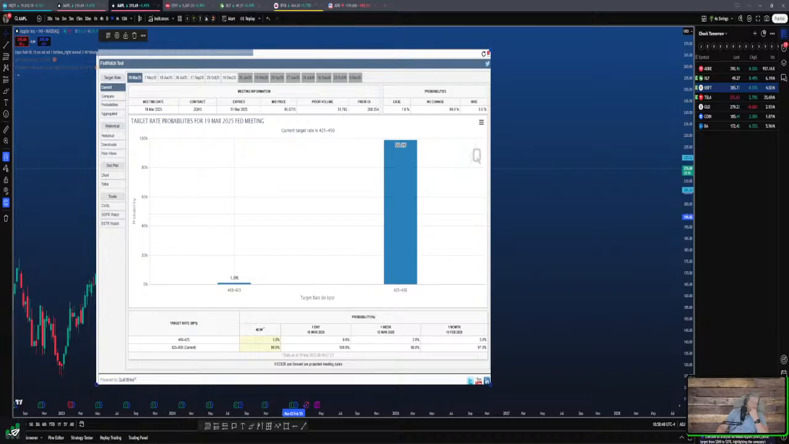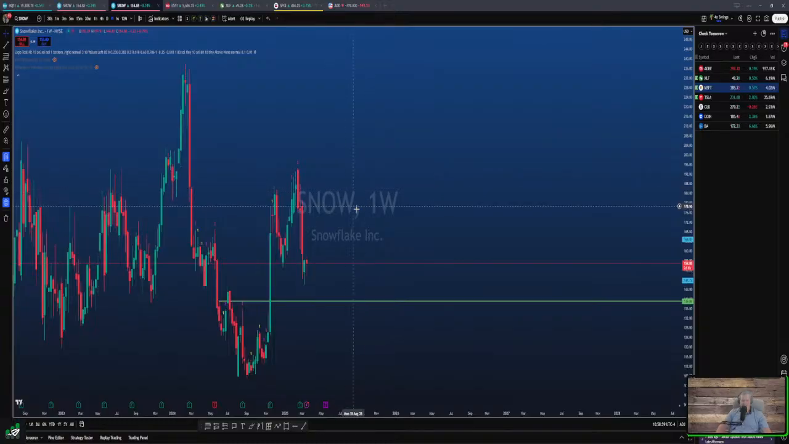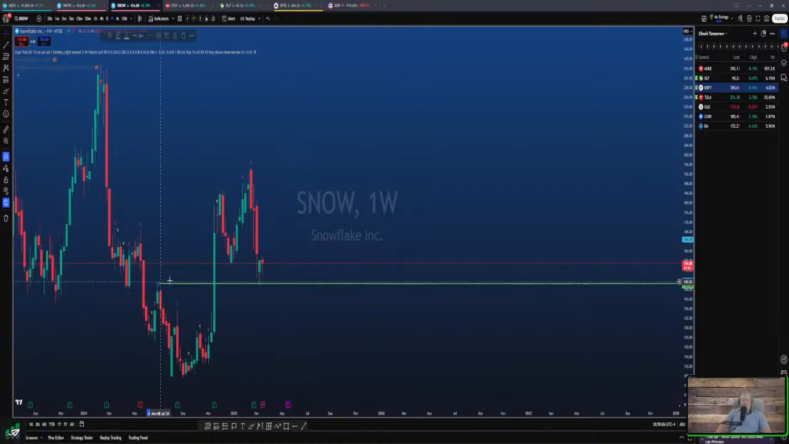Dude, Snowflake is still a shit stock, by the way, if you were wondering. I actually don't think I've ever invested equity into Snow. I don't even know what it does. I just traded the chart. It's this little breakout retest. Well, it's like the 15th retest.